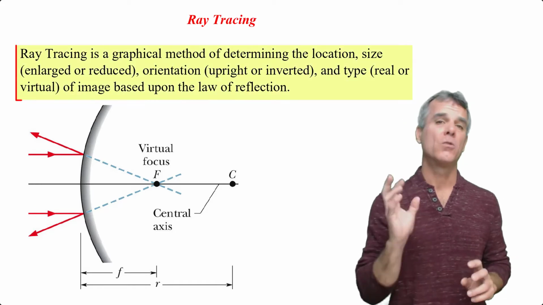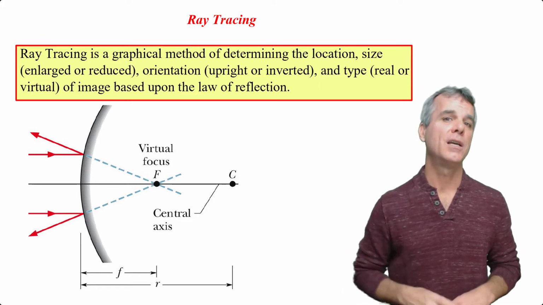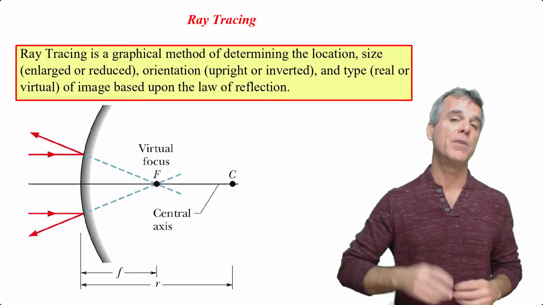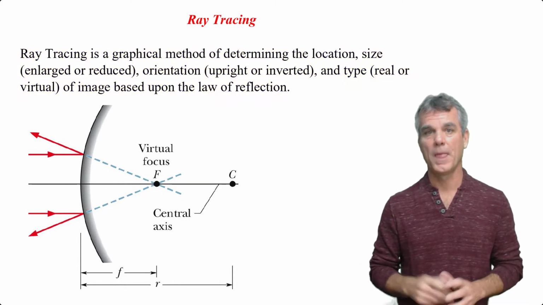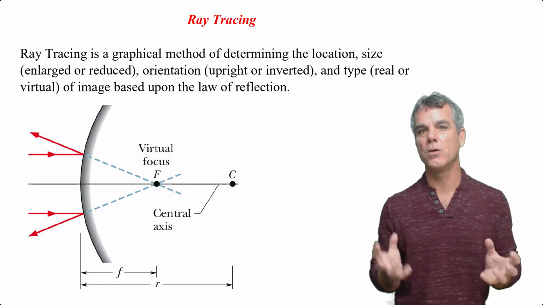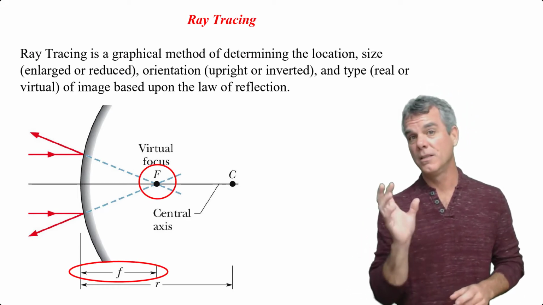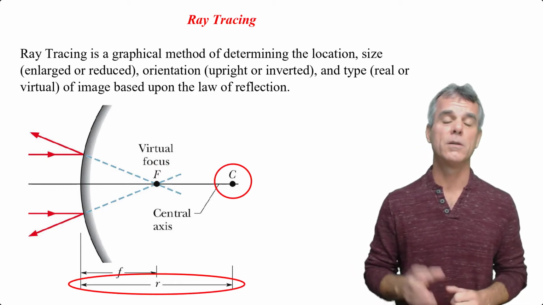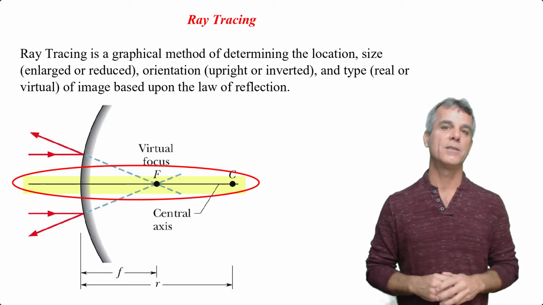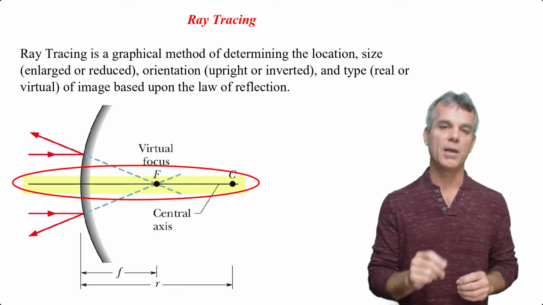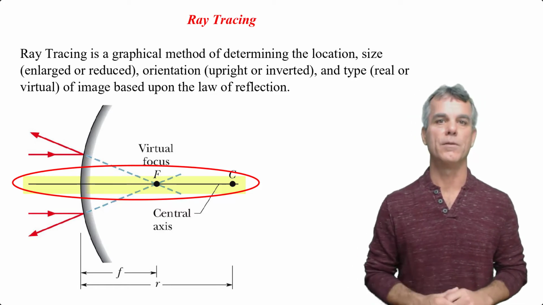As a reminder, ray tracing is just a graphical method of determining the location, size, orientation, and type of image produced by a spherical mirror, either concave or convex. A few important concepts that you need to know for doing ray tracing are focal point and focal length, center of curvature and radius of curvature, and then finally the central axis. As a reminder, the central axis is just a horizontal line drawn passing through the focal point, the center of curvature, and the middle of the mirror.